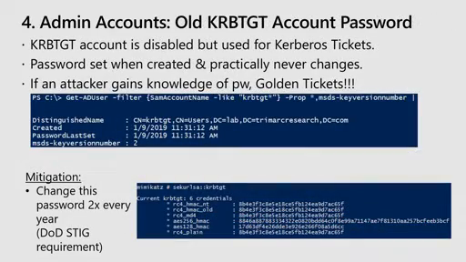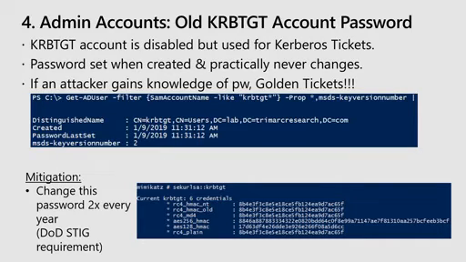KRBTGT, one of the most misunderstood accounts in Active Directory. It is disabled. The only thing this account is used for is Kerberos tickets. The domain controller, when you authenticate, is going to give you a TGT. You cannot open it. It is encrypted with the KRBTGT account password hash. The service ticket, its PAC where it stores the group membership information and other sensitive information, is signed by the KRBTGT password hash, as is the TGT.